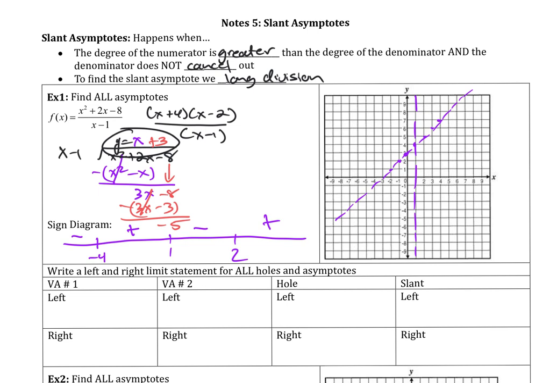I also know that I have some intercepts. I have an x-intercept at negative 4. I have an x-intercept at positive 2. And I know that by looking at my numerator. Okay, we're going to do some sketching now.